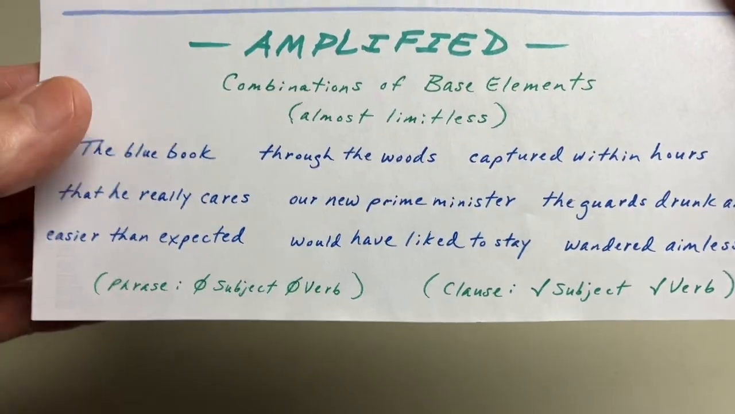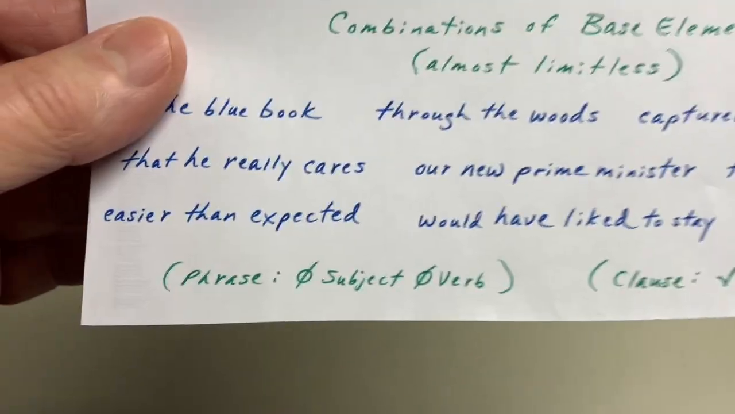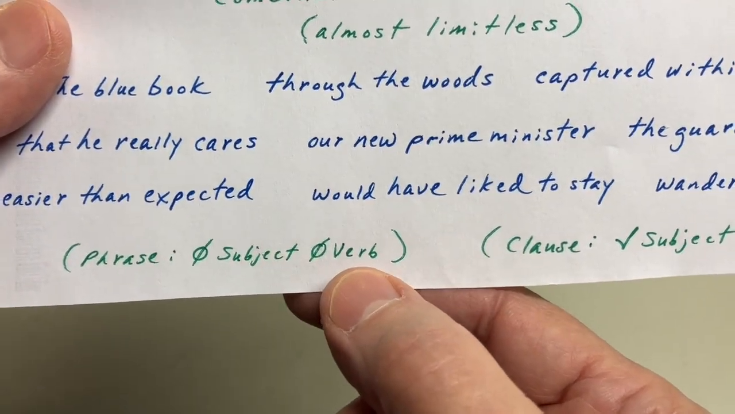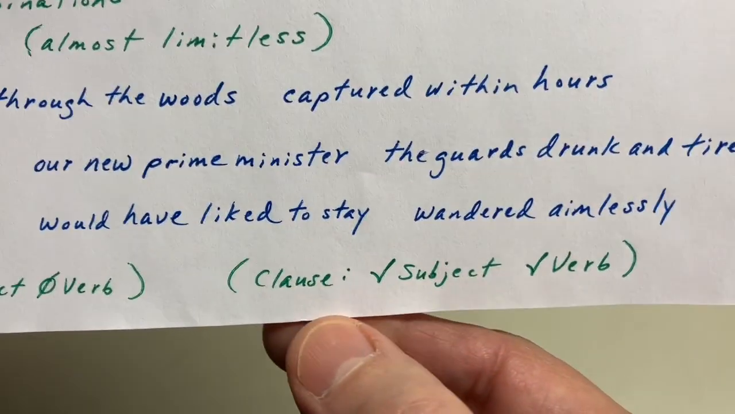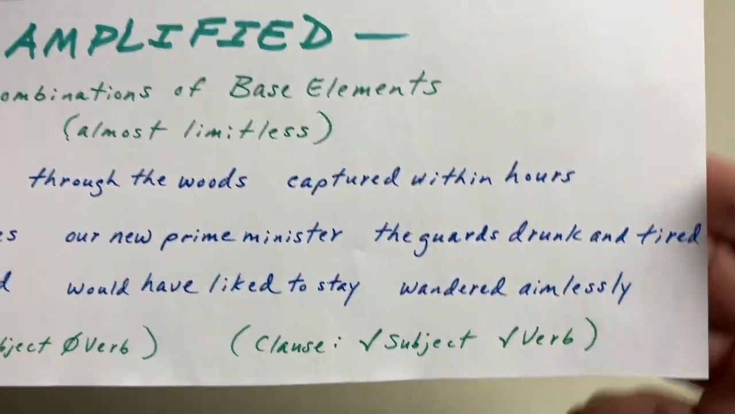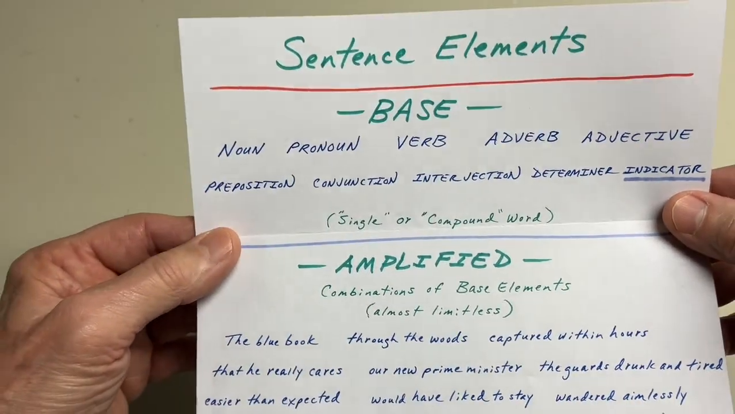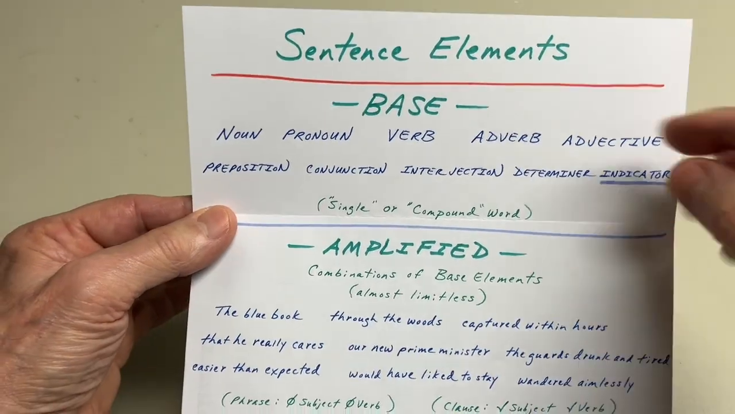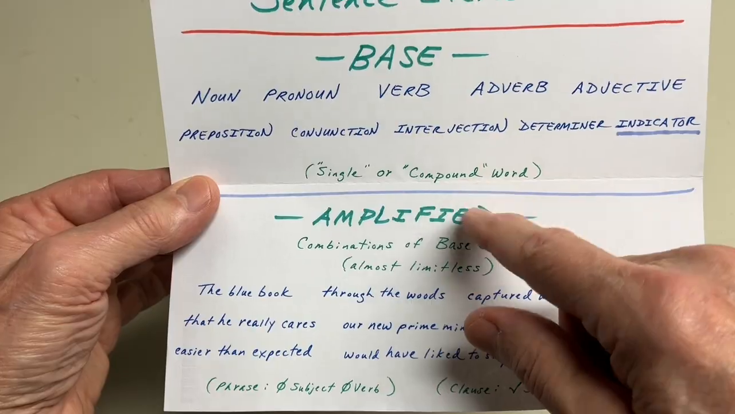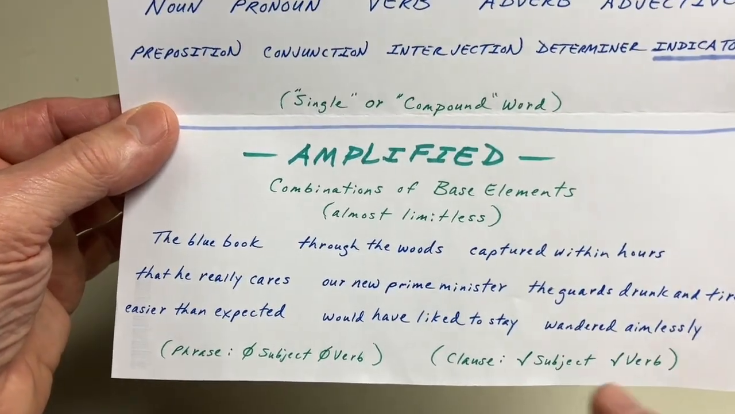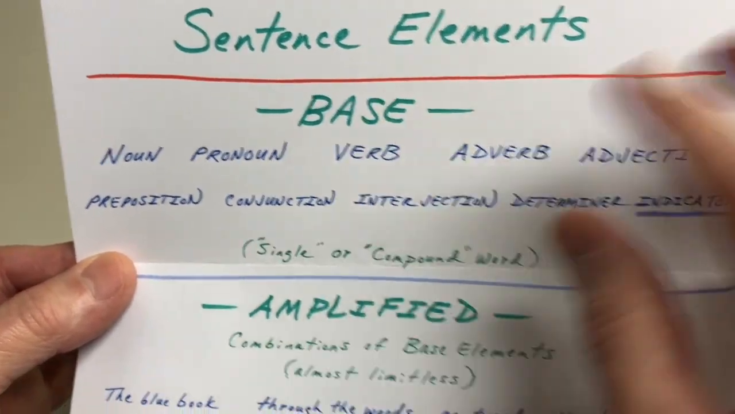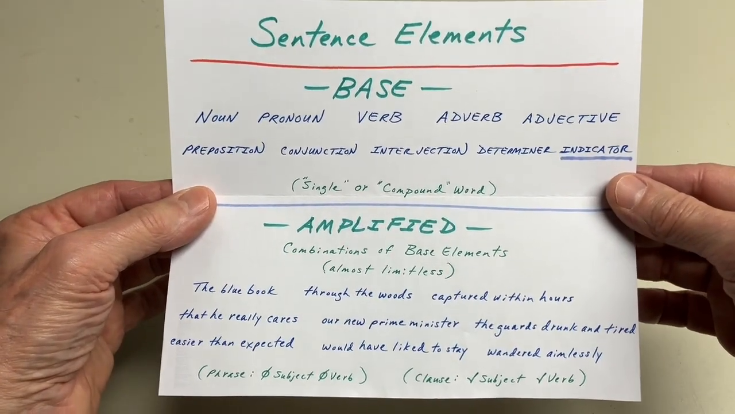You would just call them phrases, clauses, whatever. Now the phrase isn't going to have a subject and it's not going to have a verb in it ordinarily. And the clause will have a subject and it will have a verb. That way you can identify each. So my sentence elements are base, which is ordinarily just a single word or maybe a compound word like ice cream, and then the amplified are the combinations of those base elements or base words. So that's very simple.